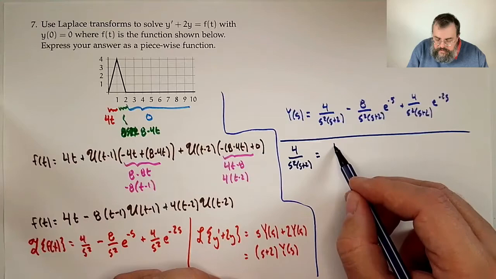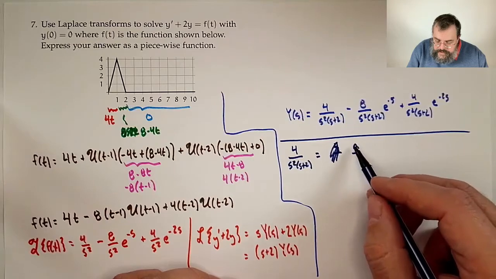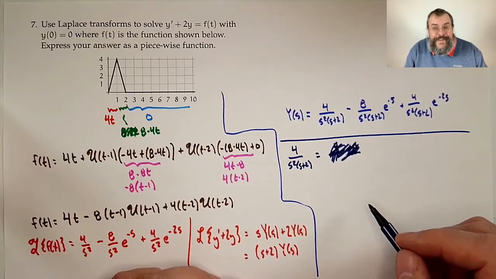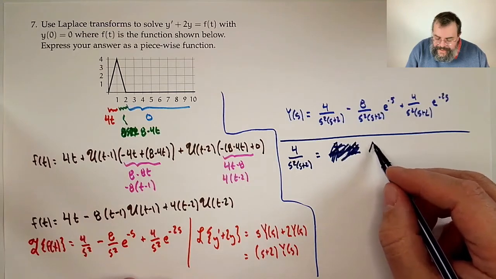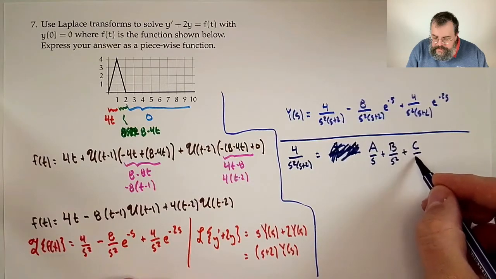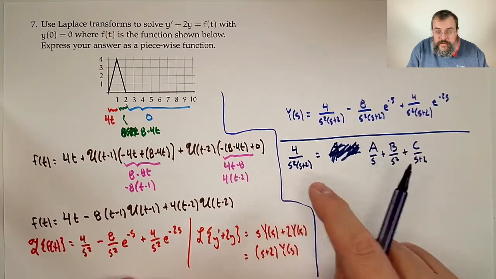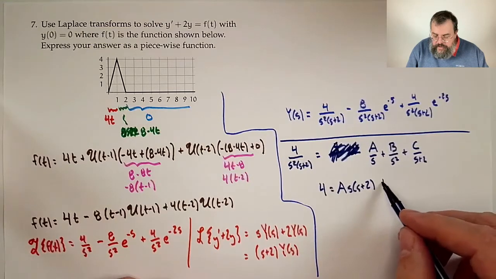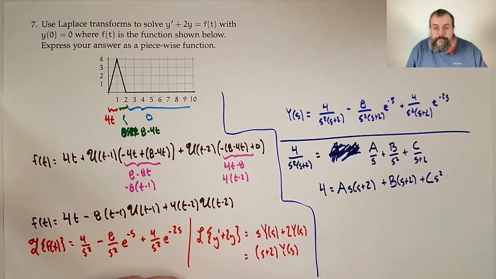All right, so that's 4, not 4, a, why am I doing lowercase a? All right. It's been a long test, right? All right, relax. No worries. Capital A over s, capital B over s squared, capital C over s plus 2. Clear the denominator. So multiply both sides by s squared times s plus 2. You'll get A times s plus 2 plus B times s plus 2 plus C times s squared.